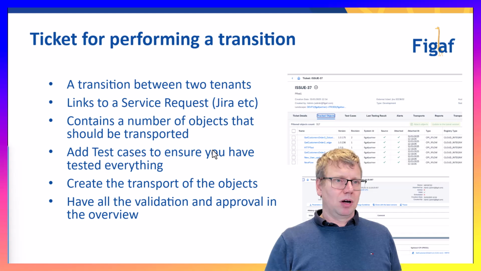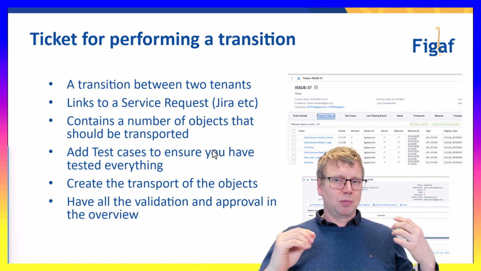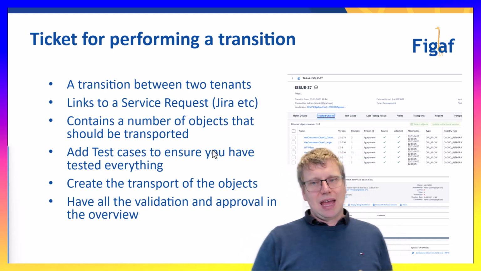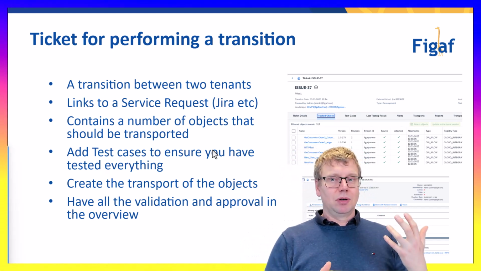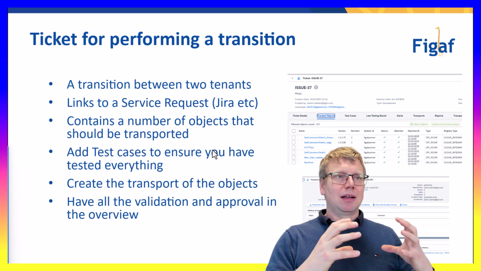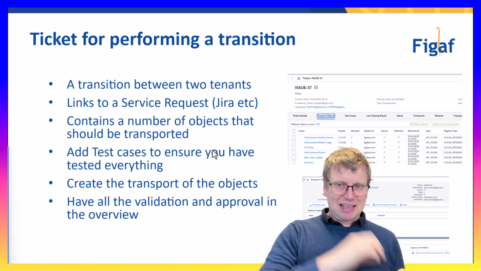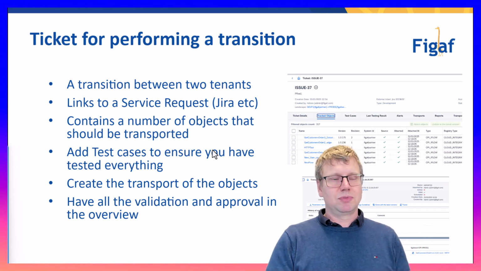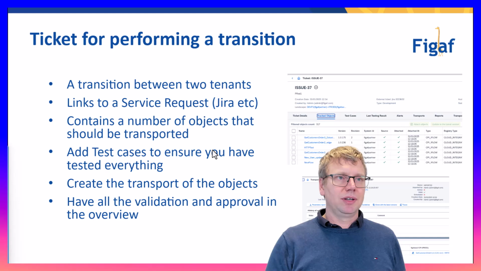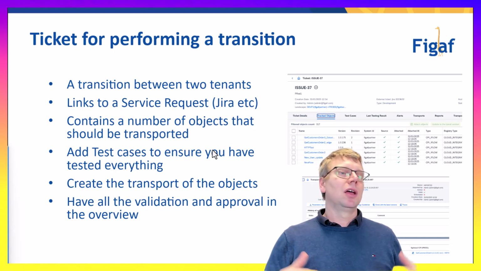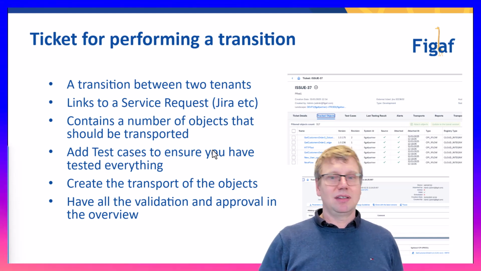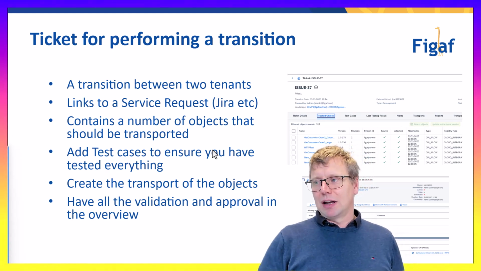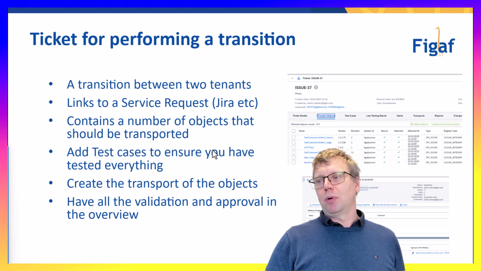One of the concepts that we just need to know is that whenever we're transporting things in the FIGAF tool, we are using a ticket. And a ticket is, as we talked about earlier, a transition between two tenants or two systems. Here you can add all the different artifacts that you want. You can also add the dependencies, what's being used between these two systems. You can have a number of objects that should be transported.